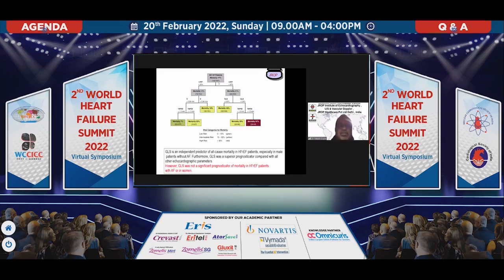One more thing in heart failure: ejection fraction less than 22, more than 22. If you look at ejection fraction less than 22, you need a GLS more than 5.9 versus less than 5.9. You add RV systolic function to this. If the GLS is less than 5.9 and the TAPSE or RV systolic function is less than 1.2, or the TAPSE is poor, look at the cumulative survival over a period of time.